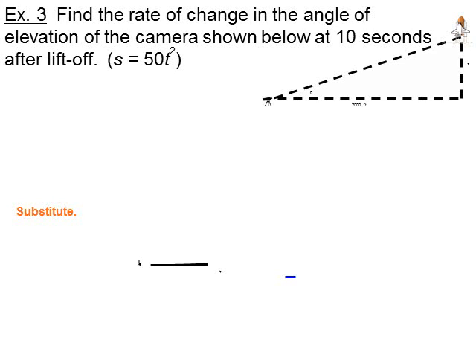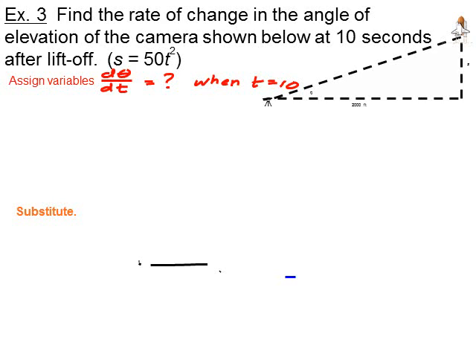We're starting with example 3 because the numbering for these examples is continued from the numbering in part 1 of this lesson. Find the rate of change in the angle of elevation of the camera shown below at 10 seconds after liftoff. We're also given that s equals 50t squared, and in the diagram, the horizontal distance from the camera to the shuttle is 2,000 feet.